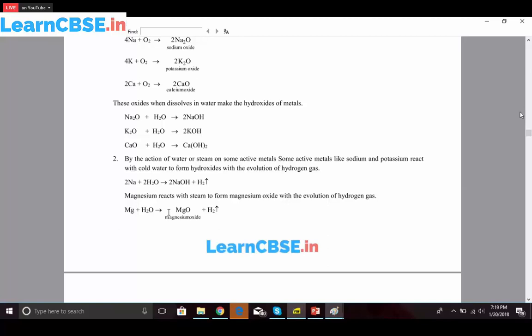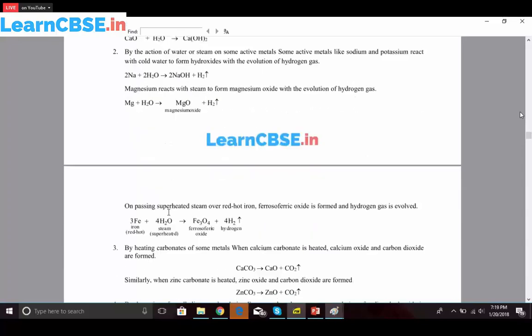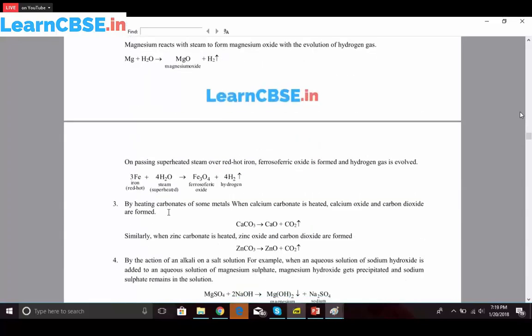So Na plus 2H2O gives NaOH plus hydrogen gas. The magnesium reacts with the steam. Okay. So the magnesium cannot react with the cold water. It can react only with the steam. So the steam is nothing but water vapor, H2O in the form of gas. So when the magnesium reacts with the steam, it forms magnesium oxide plus hydrogen.